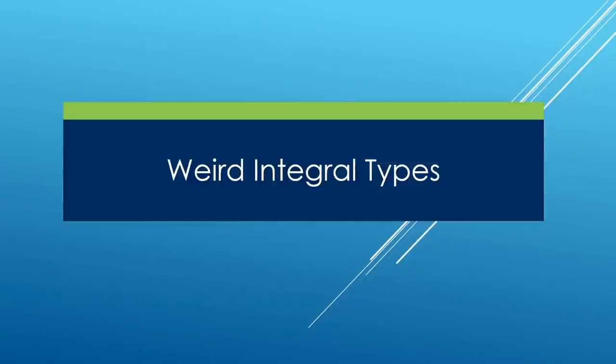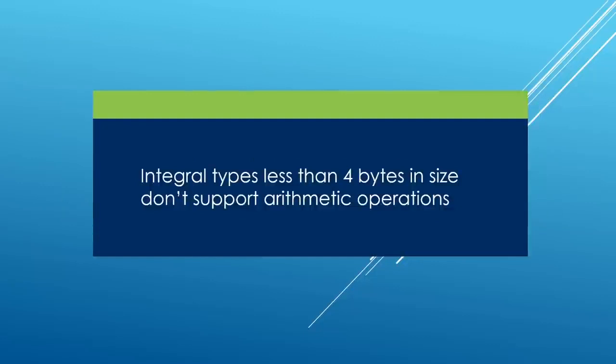In this lecture, we're going to learn about some weird integral types. And what do I mean by this? Well, if you look here, integral types less than 4 bytes in size don't support arithmetic operations. And these are operations like addition, subtraction, multiplication, division. You can't do these operations on those types.